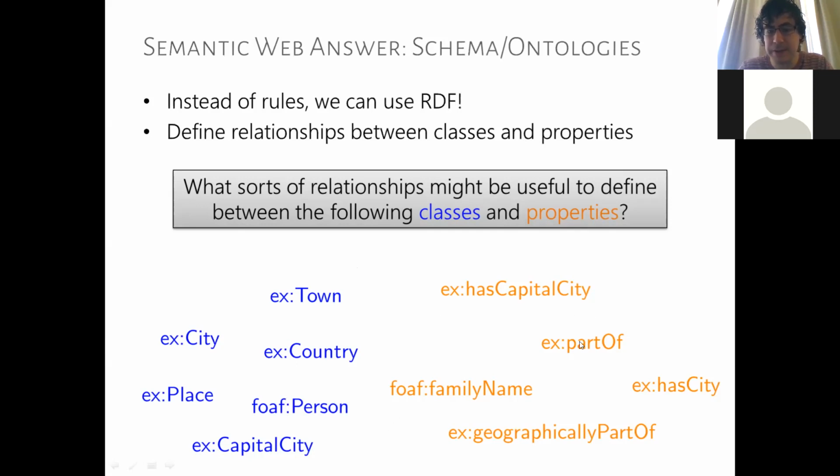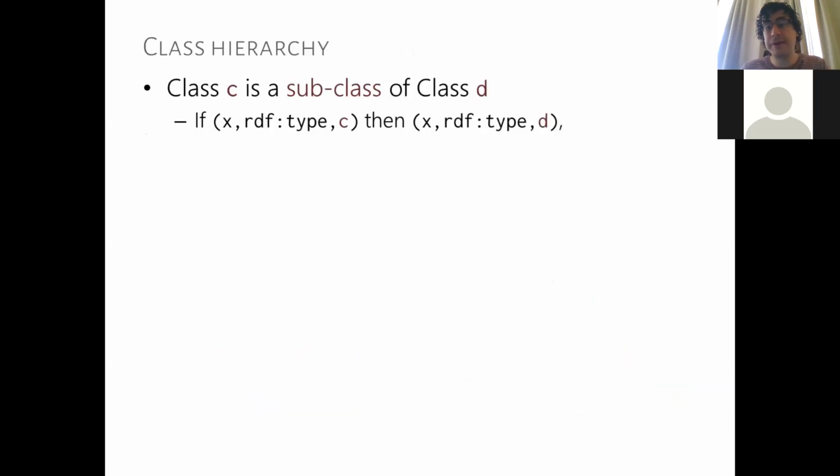We have properties: has capital city, part of, has city, full family name, geographically part of. And we might imagine again that there are relationships between these different properties. For example, has capital city and has city, okay? Geographically part of, and so forth. Also, there might be relationships between properties and classes. For example, has capital city might have some relation to capital city, or to city. So we're going to look at 4 different types of relations that we can define between classes and properties.